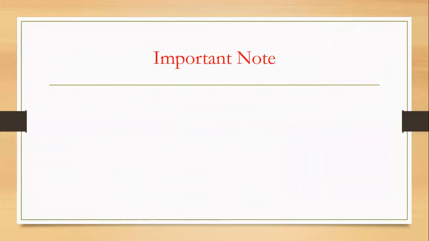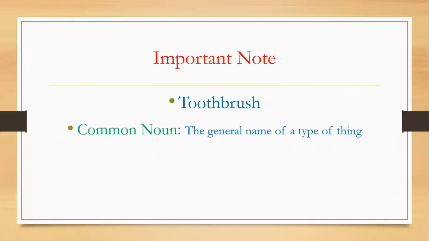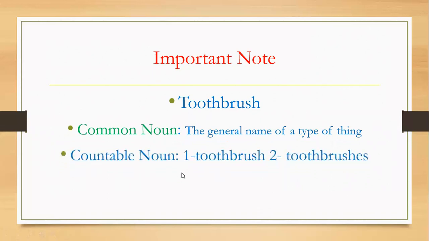Here comes the tricky part. One word can be categorized in a number of ways. Toothbrush. It is a common noun because it is the general name of a type of a thing. It is a countable noun because we can count it: one toothbrush, two toothbrushes. It is a concrete noun because we can touch it. So we come to know that one word can fall into different categories. It may be a common noun, it may be a countable noun, it may be a concrete noun.